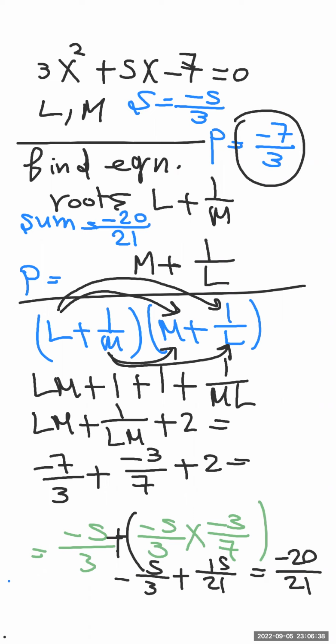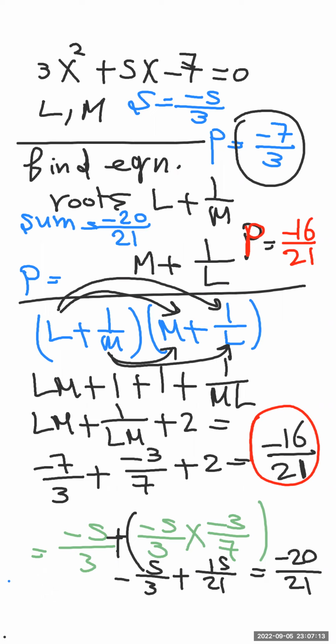By using the calculator, it will equal all numbers over 21. The first number times 7, negative 49. Second number times 3, negative 9. Plus 42, then negative 16 over 21. So the new product will equal negative 16 over 21. Okay.